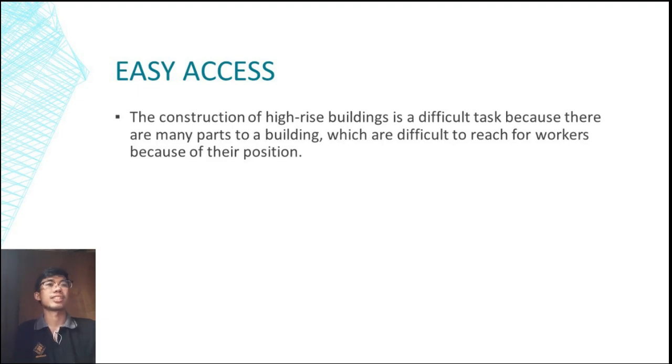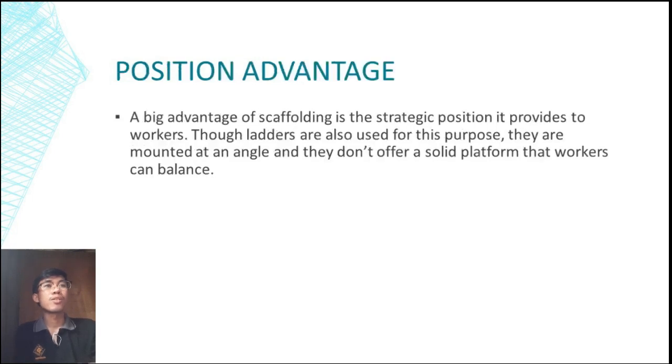Second is easy access. The construction of high-rise buildings is a difficult task because there are many parts of a building which are difficult for workers to reach because of their position. Scaffolding solves this major problem and workers can focus on their work without any difficulty. They can reach any part of the wall or ceiling of a building within arm's length. As a small platform of wood, fiberglass, or lightweight metal, it offers the much needed height to finish a task easily and efficiently. Third reason is position advantage.